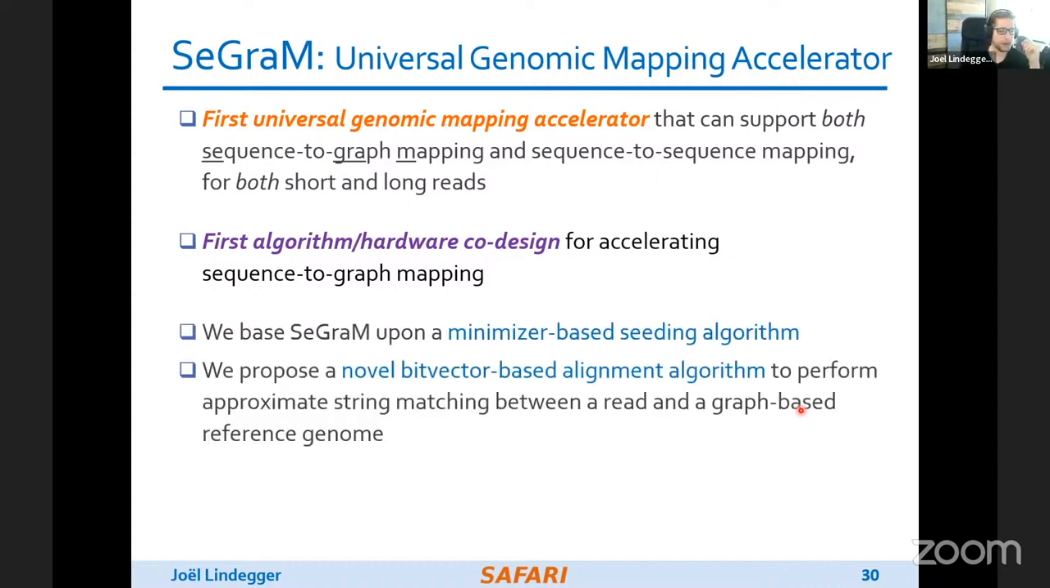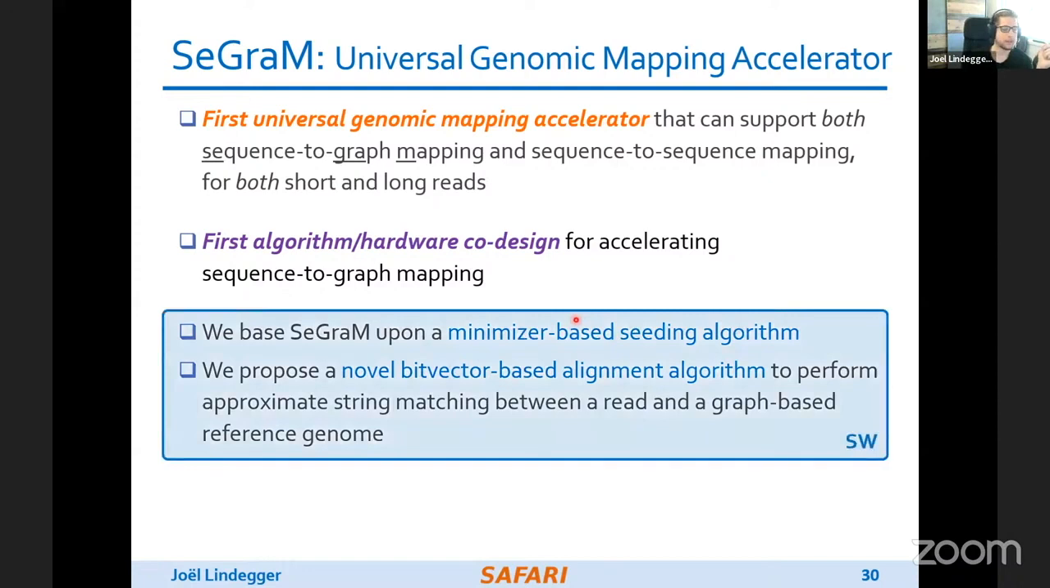It consists of 2 steps here. The seeding algorithm is based on minimizers, and the pairwise alignment algorithm for graphs is based on a bit vector based alignment algorithm. If you recall last lecture, Jonathan Scrooge, bit vector based, that's the algorithm that's talked about here. Those are kind of innovations on the software side. We have to make seeding work for graphs. It's not too difficult, but you have to do it.